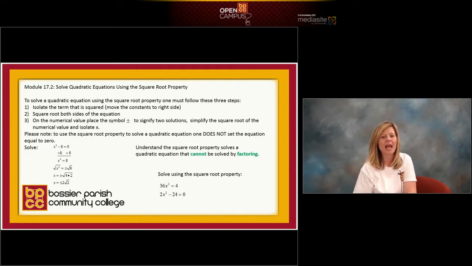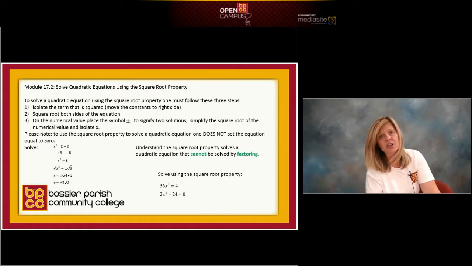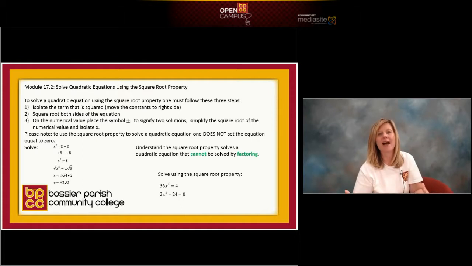We have the equation x squared minus 8 equals 0. We know it's an equation, it has an equal sign. We know it's quadratic, it has an x squared. It's already set equal to 0, which is screaming out to me, factor it.